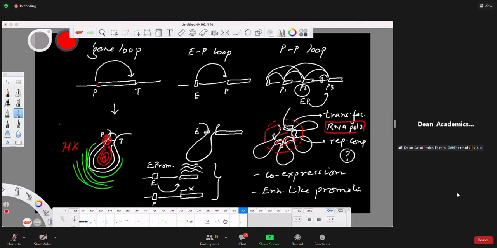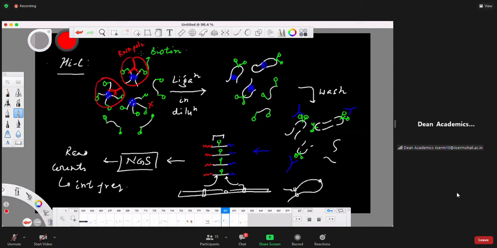Right. So these kinds of assays where you combine ChIP with Hi-C are known as Hi-C ChIP, Hi-C chromatin immunoprecipitation. There's another similar assay. There's another one which is more popular called ChIA-PET.